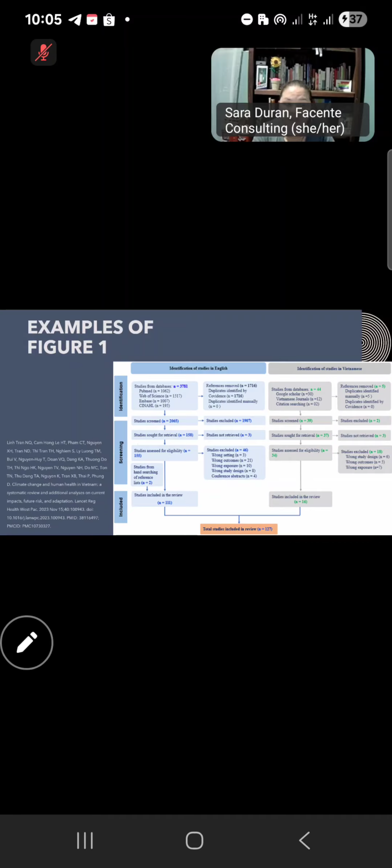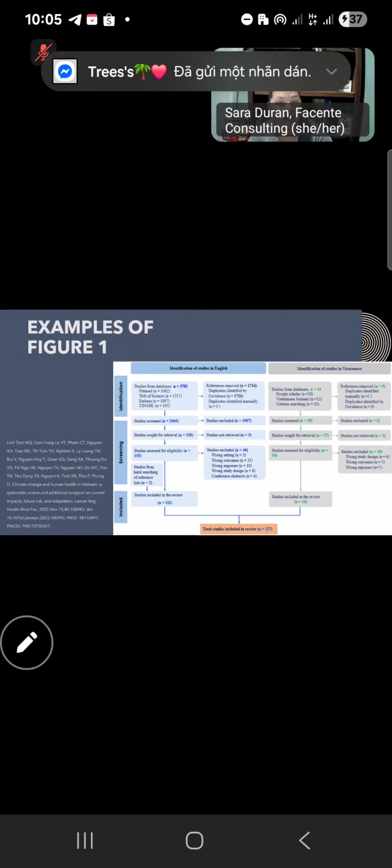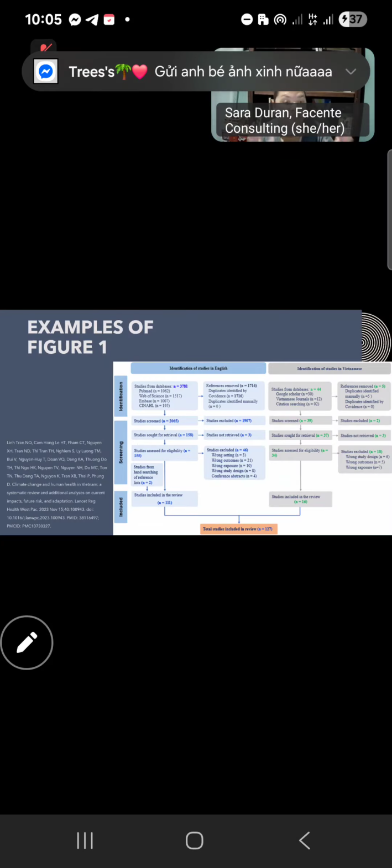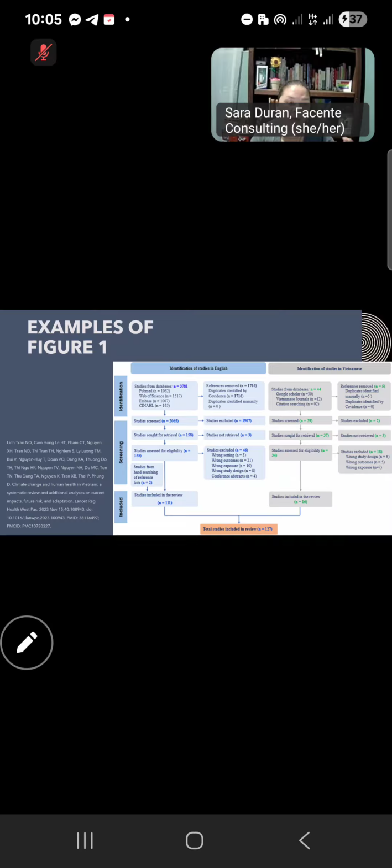So these are just a couple of different examples of different ways that you can structure your figure one. Ultimately, they all have these same main categories and the same idea, and you as the reader can understand the flow of how they arrived at their total studies that were included from the initial identification of records. But each one is a little bit different in terms of how much detail they're providing, as well as some of the different steps that they're indicating within the figure 1.